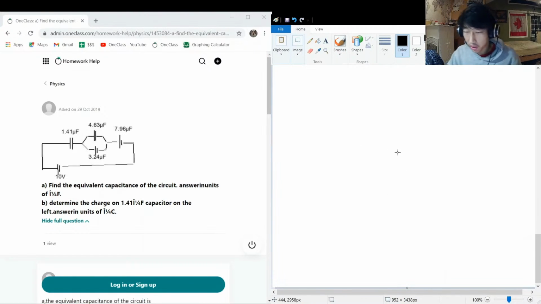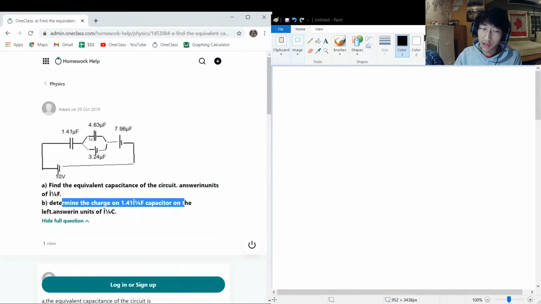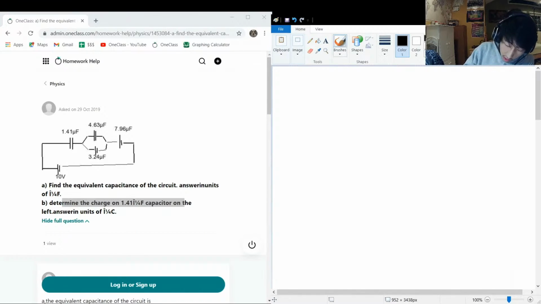Okay, so the next question that we have on the menu today is asking us to find the equivalent capacitance of the circuit. Answer in, I'm going to assume microfarads because everything else is given in microfarads, and then we got to determine the charge on this capacitor right here. Okay, so there are a couple of rules for finding equivalent capacitance.